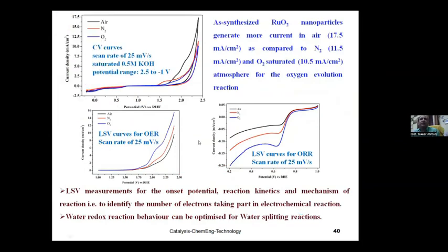And these are the electrocatalytic CV and LSV plots for ruthenium oxide. It showed that more current could be generated in air as compared to nitrogen as well as oxygen saturated atmosphere for the oxygen reduction reaction. So these measurements could be useful for giving information about the onset potential, reaction kinetics, mechanism of the reaction, as well as to identify the number of electrons involved in the electrochemical reaction. The water splitting reaction, meaning hydrogen generation, could also be commented on with the help of these studies.